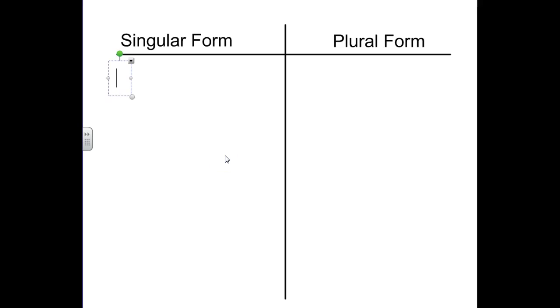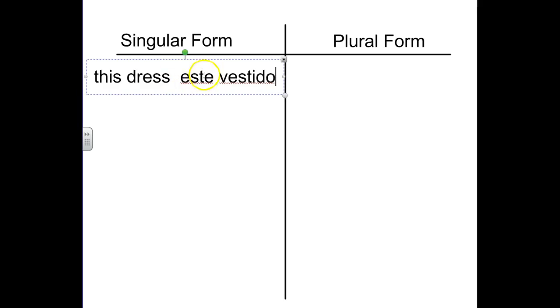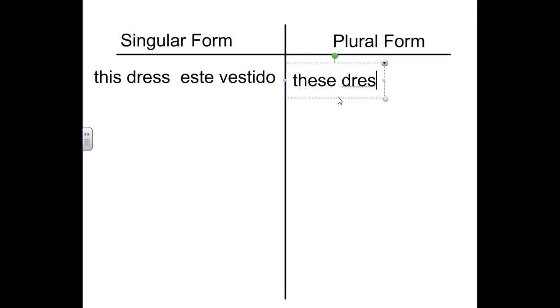Let's start off by saying this dress. In Español, this dress, we're going to say este vestido. And este would be our masculine singular form. So if we went to the plural form, and let's do that over here with Inglés also, these dresses. En Español, these dresses, we're going to say estos vestidos.